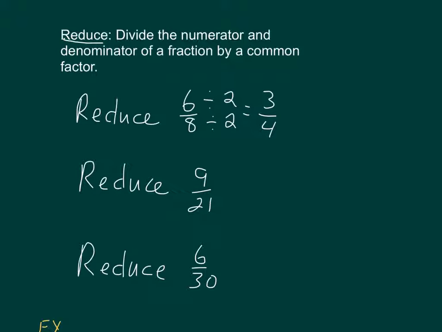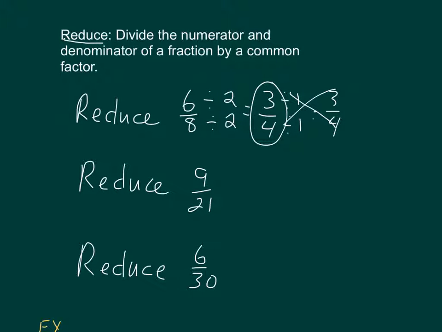Now I would check to see if it's completely reduced. So I'd check to see if there's a common factor of 3 and 4. The only common factor of 3 and 4 is 1. And if I divided by 1, I would get 3/4. So there's no point in doing that. So let's not divide by that. Let's just leave it as 3/4.